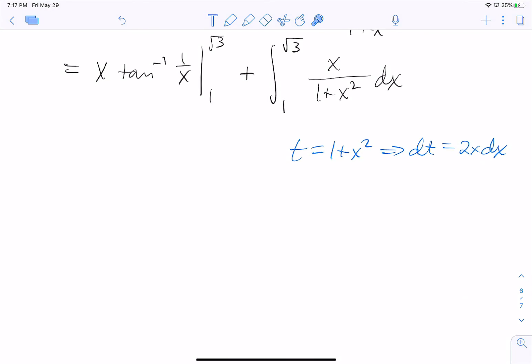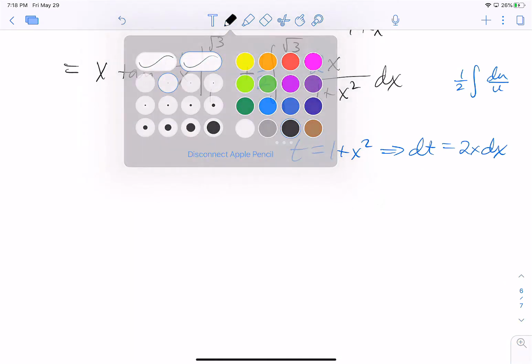In this case, now I need to multiply and divide by 2, so I have 2x over 1 plus x squared, and then 1/2 out front of that integral. Now I effectively have 1/2 times the integral of dt over t. That's going to integrate to the natural log. I'm not going to do the full substitution. I'll just integrate it as is, because I frankly don't want to change the limits over, and I would have to if I did that.